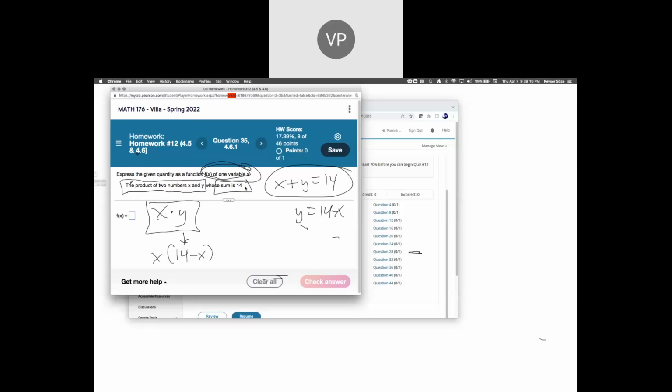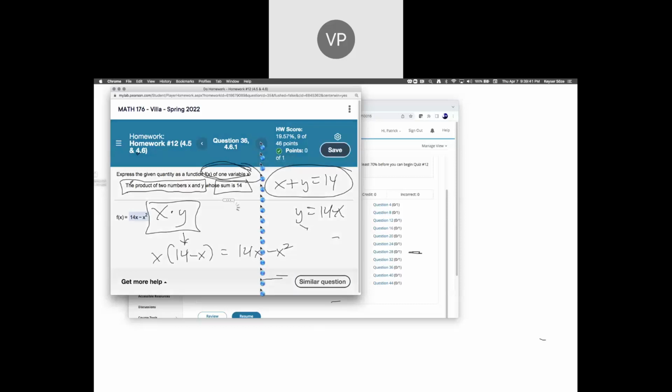Okay? And then I can make that 14x minus x squared. Either way, that's going to be my function that I'm going to put in right here. 14x minus x squared. And there's our expression. That's the product of two numbers where the sum is 14. So we incorporated the sum, we solved it, and that went into the product. And then we made this a one variable equation.